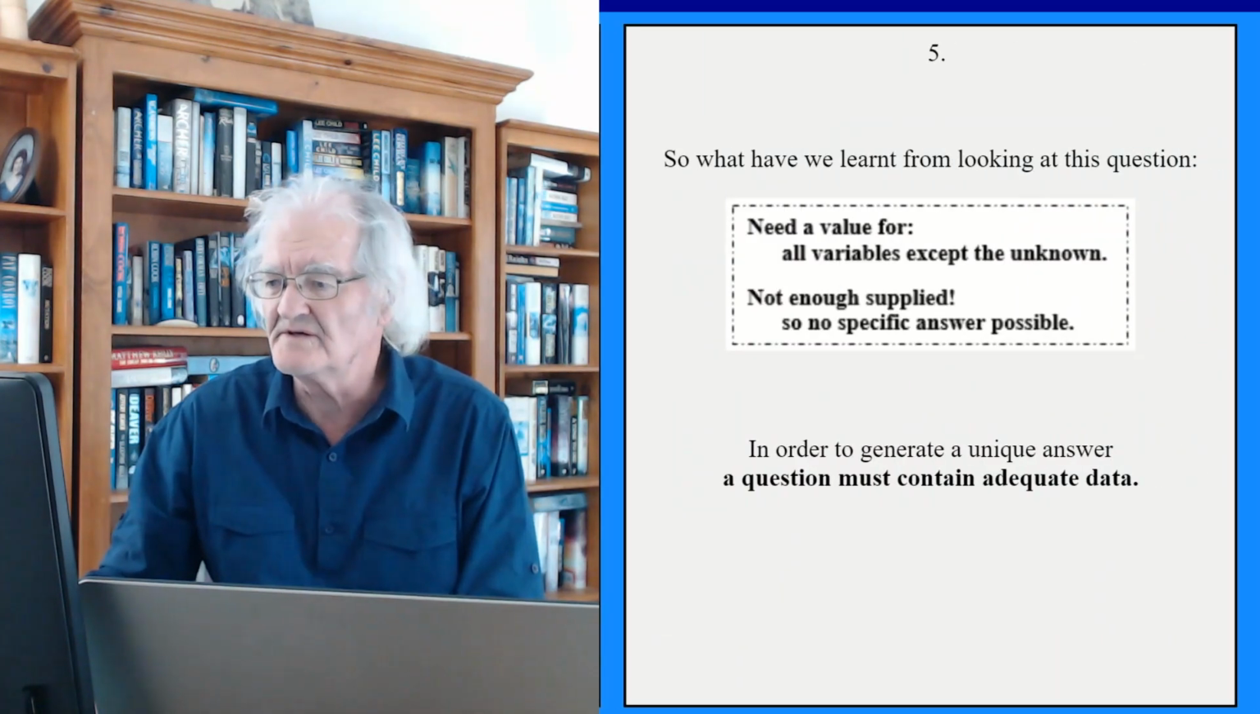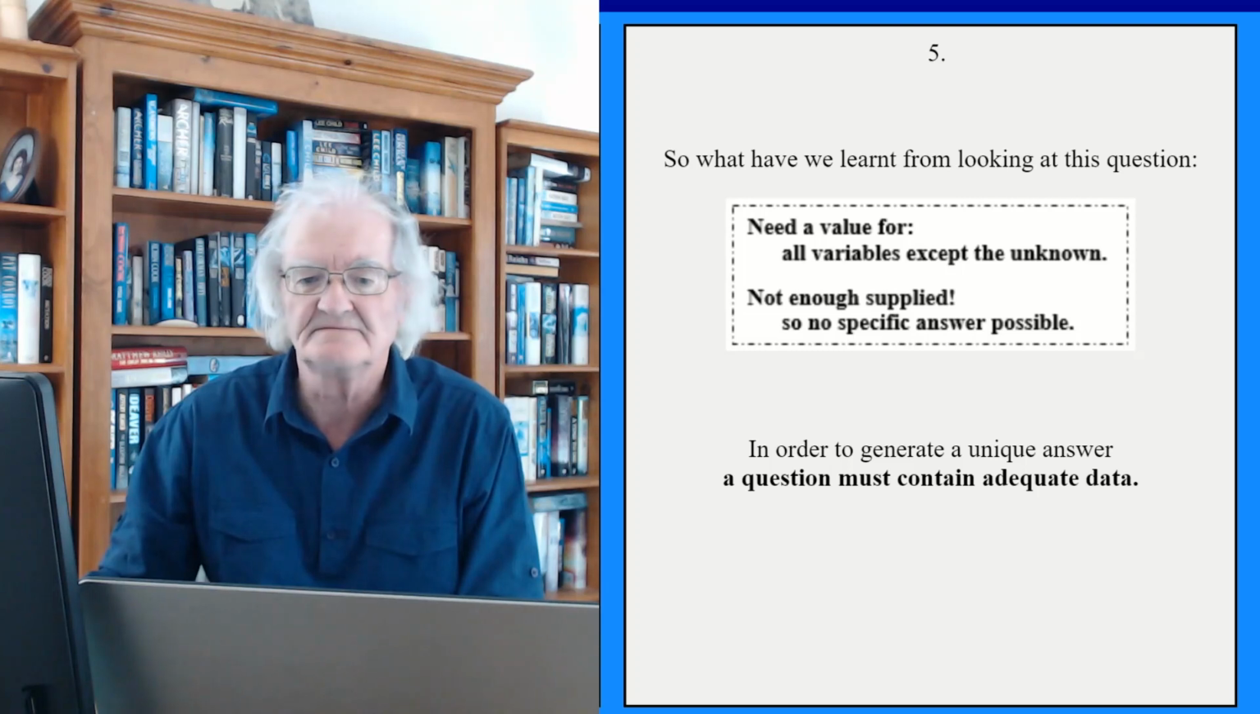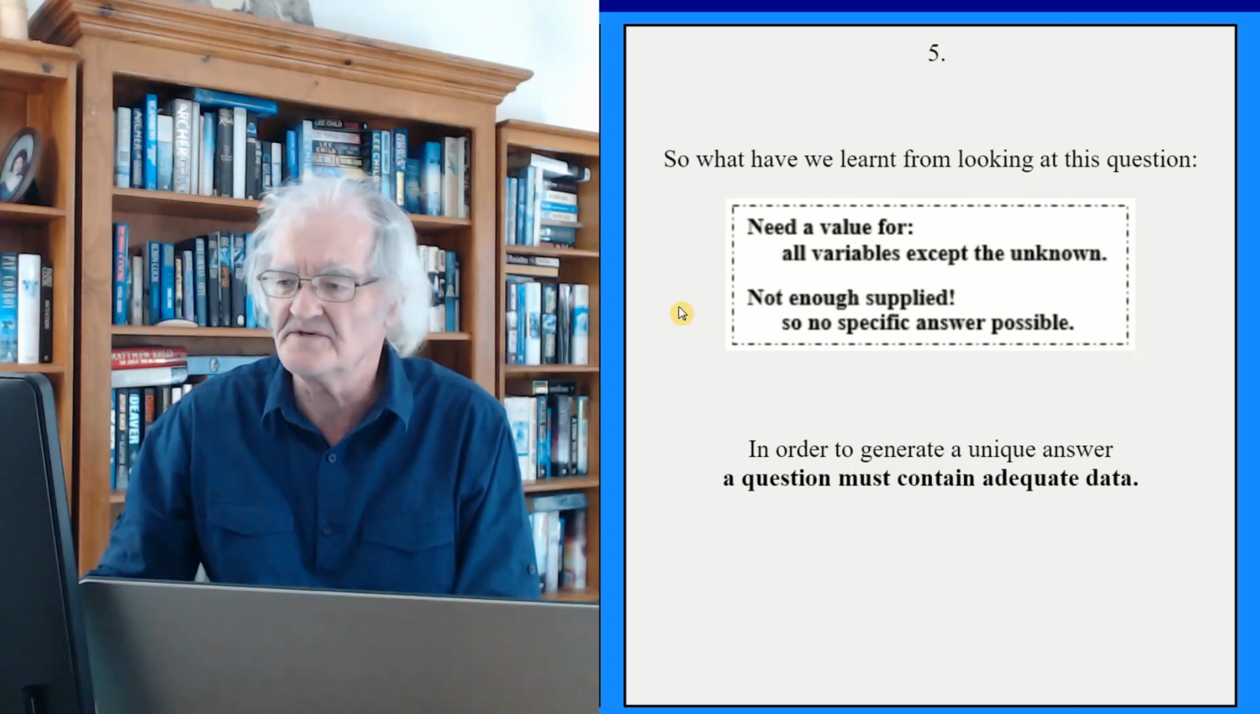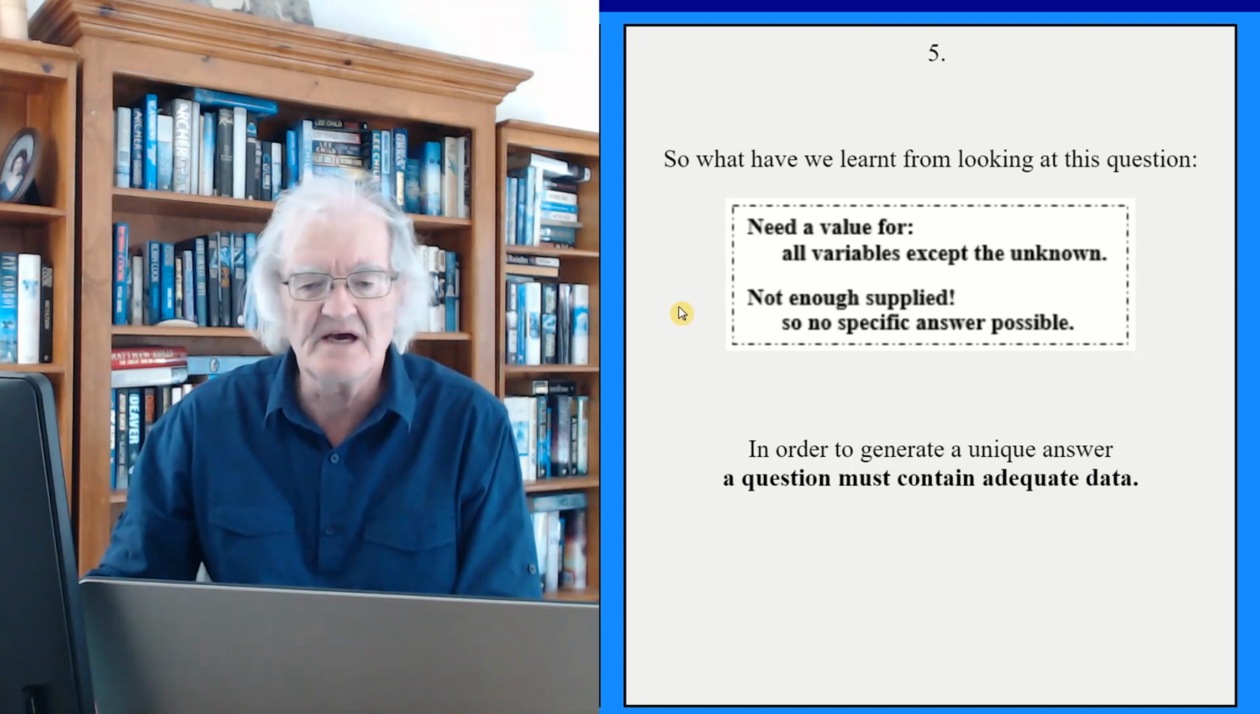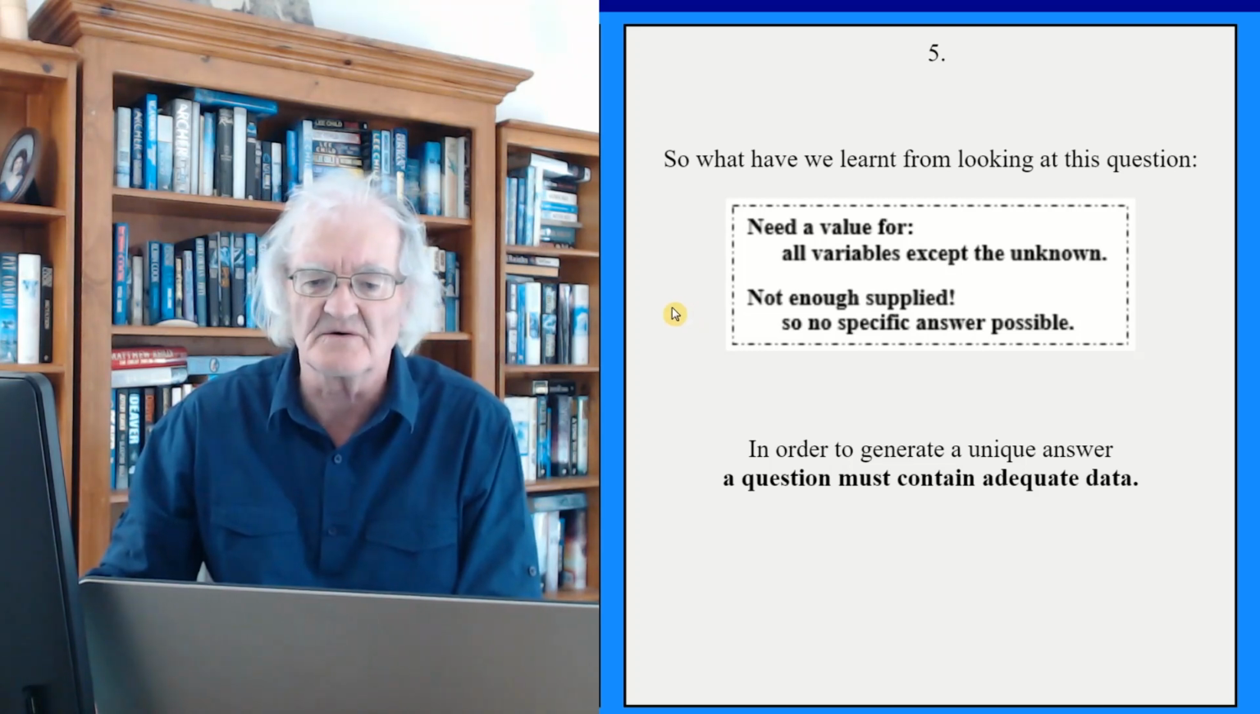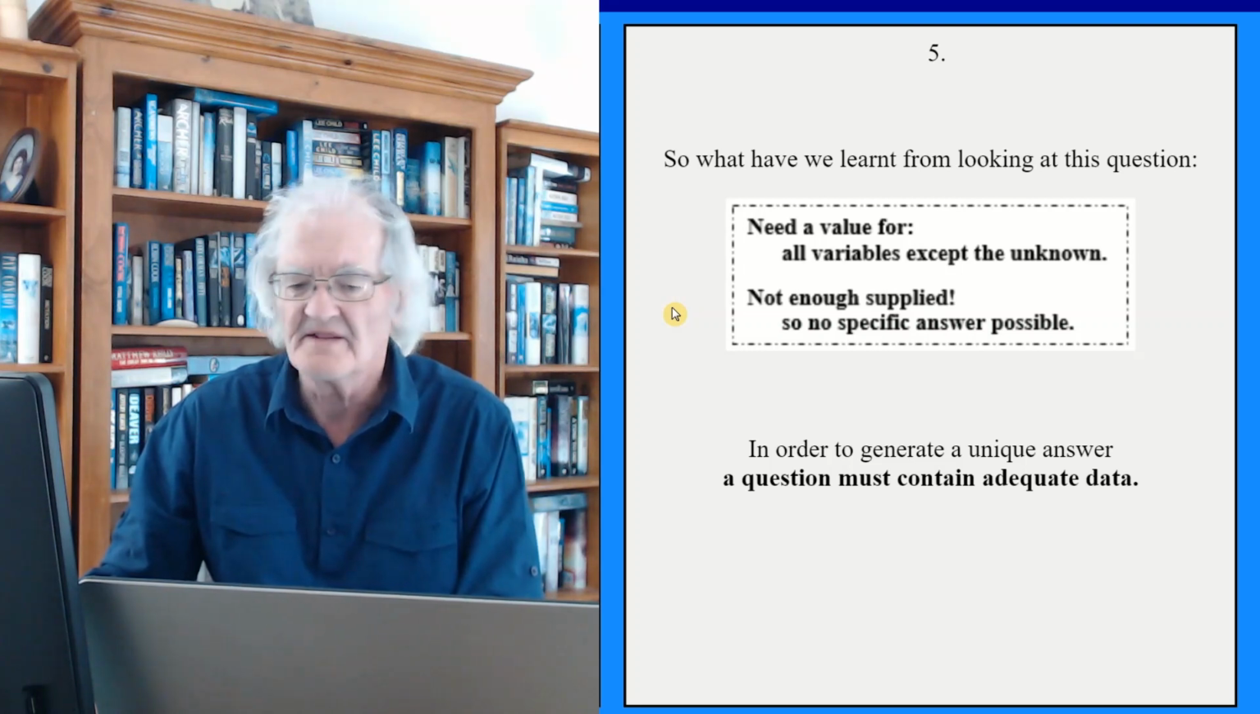So what have we learnt from looking at this question? Firstly, we need a value for all variables except the unknown. And if not enough are supplied, no specific answer is possible. In order to generate a unique answer, a question must contain adequate data. That puts the onus on the person who's making the question to ensure that it is a satisfactory question.